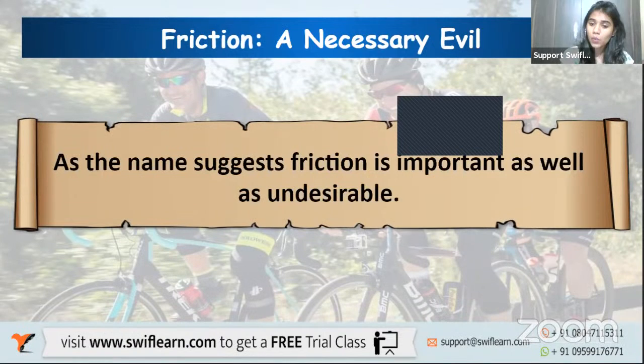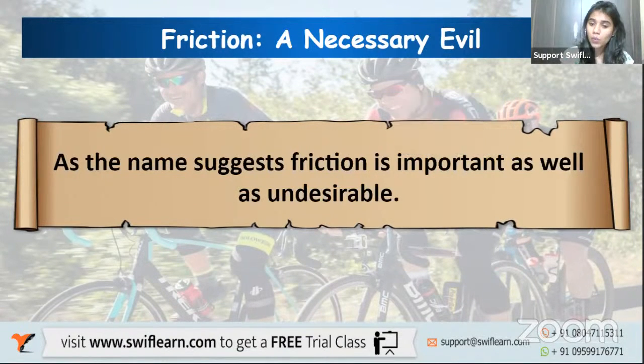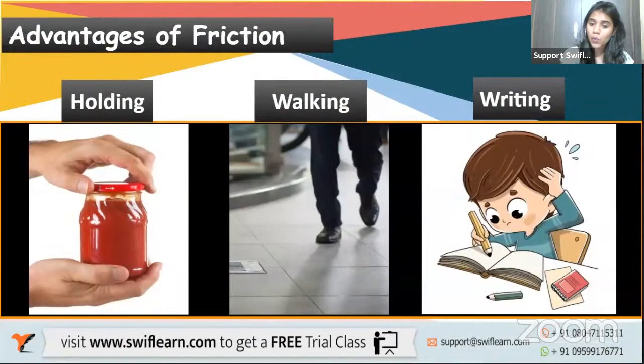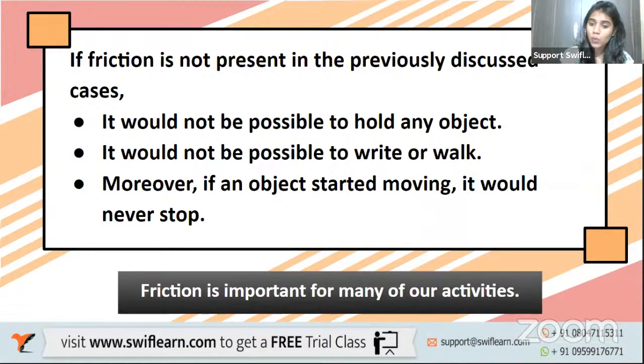We cannot write, we cannot walk, we cannot run, we cannot jump, we cannot do anything without friction. Right now, if I want to write, there should be friction between the nib of the pen and the paper. Otherwise, I cannot write. If I want to walk, there should be friction between my feet and the ground. Otherwise, I cannot walk. So holding, walking, writing all require friction. All these important activities require friction.